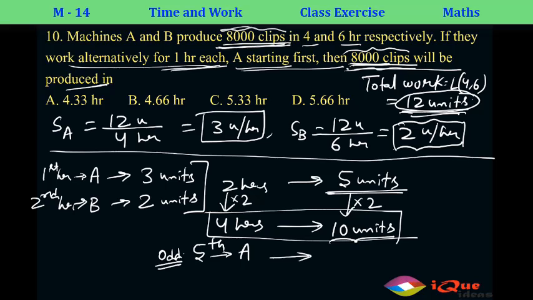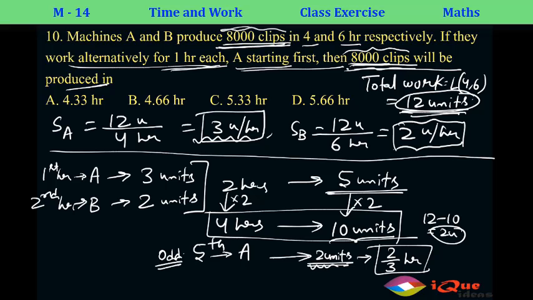And how much work is A supposed to be doing? The remaining work is 12 minus 10, which is 2 units. So A is required to do 2 units. How much time will it take to do 2 units of work? What is the speed of A? Speed of A is 3 units per hour, and he is supposed to do 2 units. So how much time will he take? He will take only 2 by 3 of the hour.